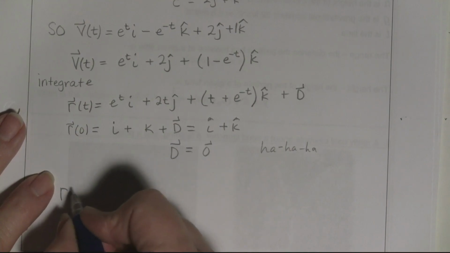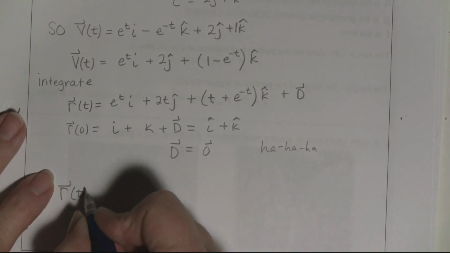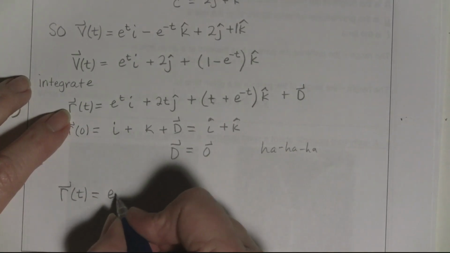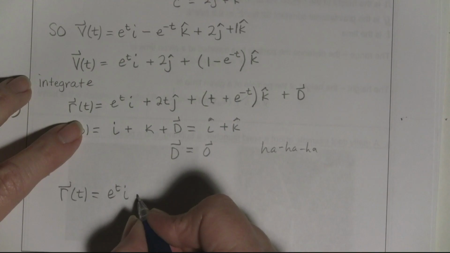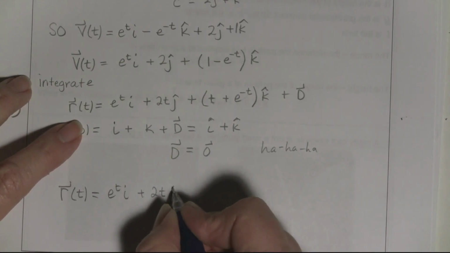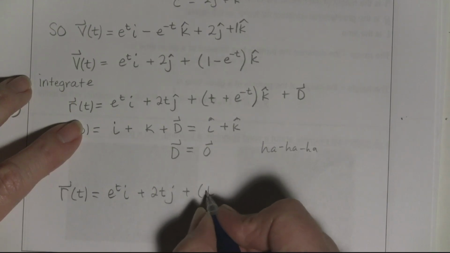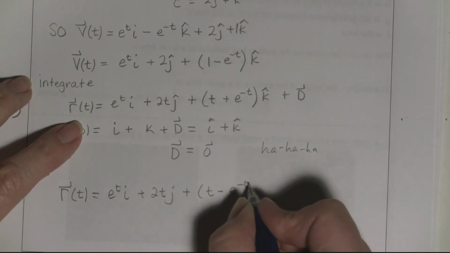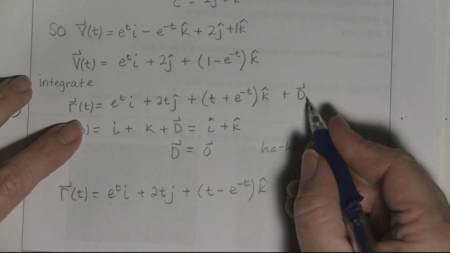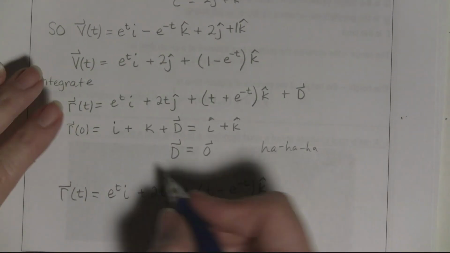So here we go. r at t then equals e to the t i plus 2t j plus t minus e to the negative t k, and then plus the 0 vector, which wouldn't change any of these other pieces here.